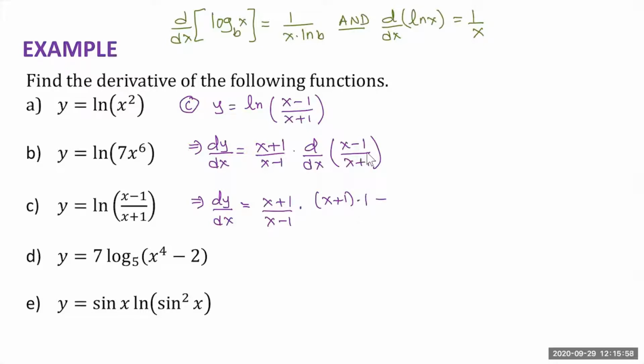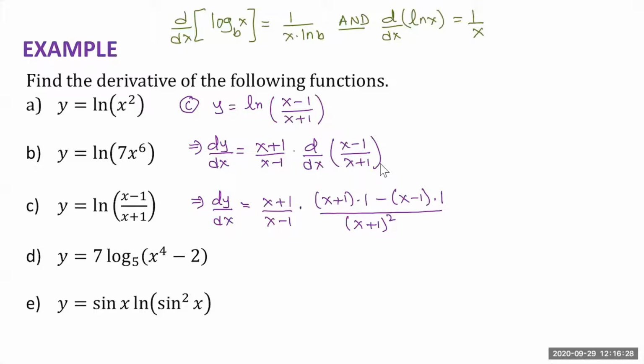Numerator is x minus 1. And we have to multiply that by the derivative of the denominator. In the denominator, I have x plus 1. Derivative of 1 is 0. Derivative of x is 1. So 0 plus 1 is 1. So I am multiplying by 1. Divided by the square of the denominator. In the denominator, I have x plus 1. So when we square it, we write x plus 1 squared like that.